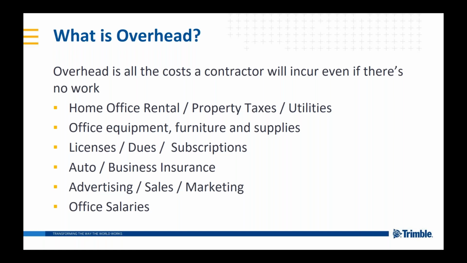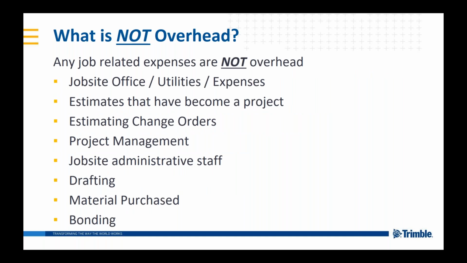So really, to sum that up, overhead is all the costs required to keep the lights on for an entire year in your home office. If you have multiple offices, obviously those are included as well, but it doesn't include a job site office. So think about a home office, everything in that home office to keep the lights on for an entire year. That is overhead. So what is not overhead? Any job expenses, such as the job site's office and utilities and expenses associated with that job site office, or the estimates that have become a project.